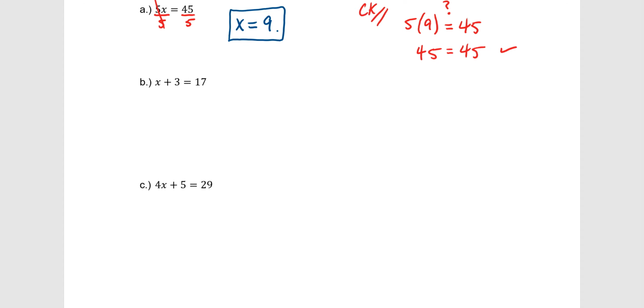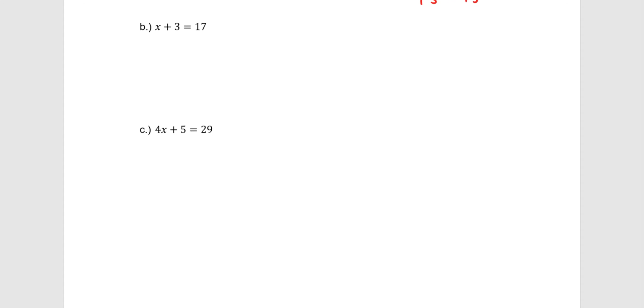Okay, so doing another one here, we have x plus 3 equals 17. To isolate the x, we have to somehow get rid of this plus 3. So we have to do the opposite operation to get rid of it, which is to subtract 3. We have to do that to both sides. 3 minus 3 is 0, so the left-hand side gives us x. 17 minus 3 is 14, so we get x equals 14.